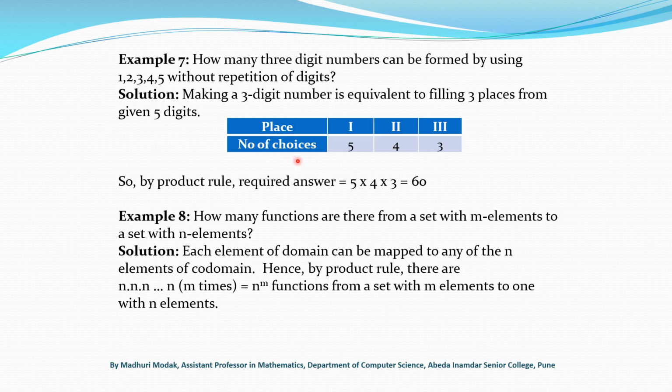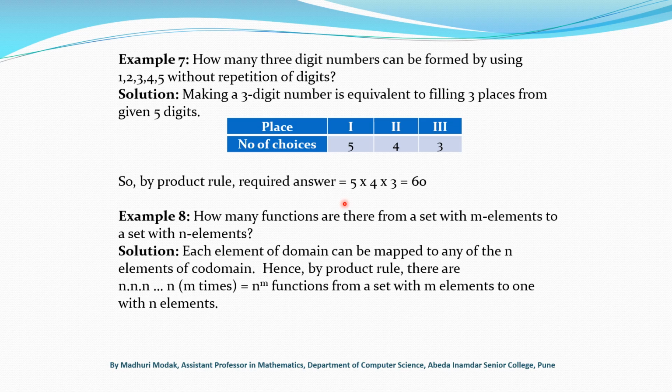Now after using two digits for hundred and tens place, we cannot use both the digits for units place. So the remaining three digits we can use for units place. As we have to form a three-digit number, all three places we have to fill at a time. So by product rule or multiplication principle, the required answer is 5 into 4 into 3, that is 60.